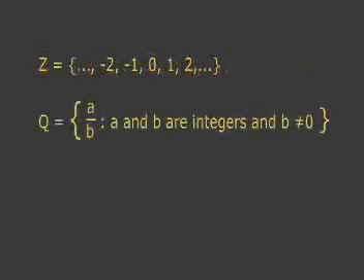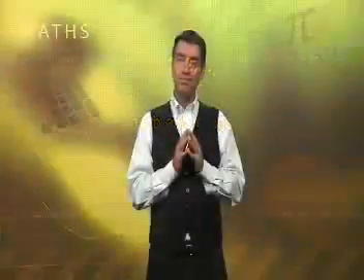The set of rational numbers includes any number that can be expressed in the form a over b, where a and b are integers and b is not equal to 0. The set of irrational numbers includes any number that cannot be written as a simple fraction.